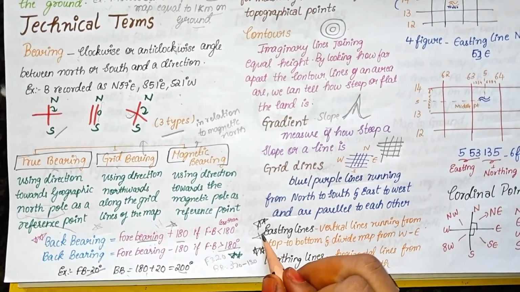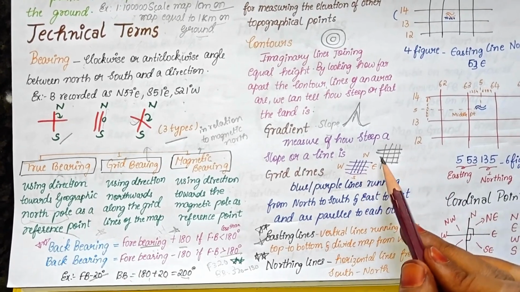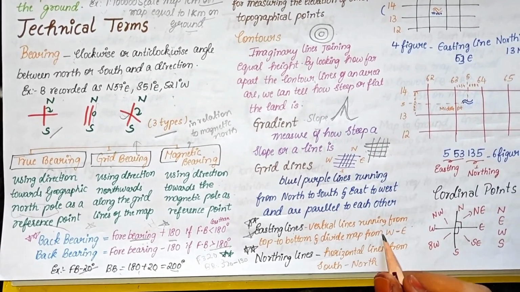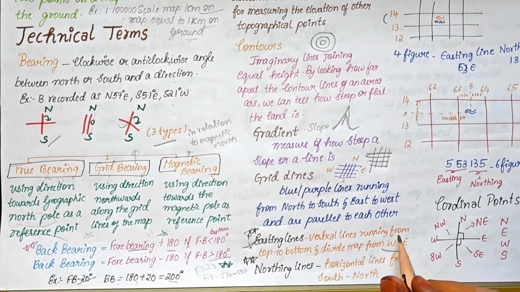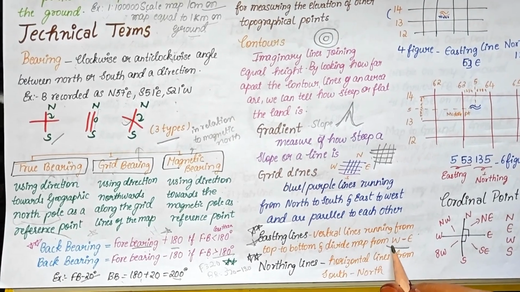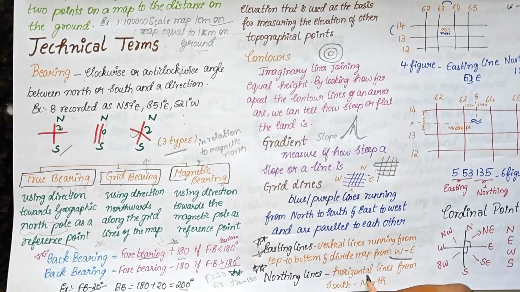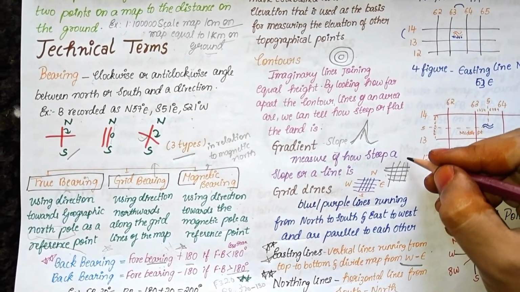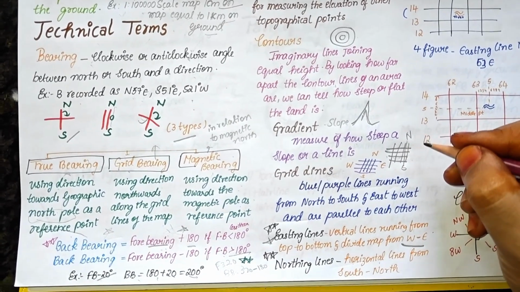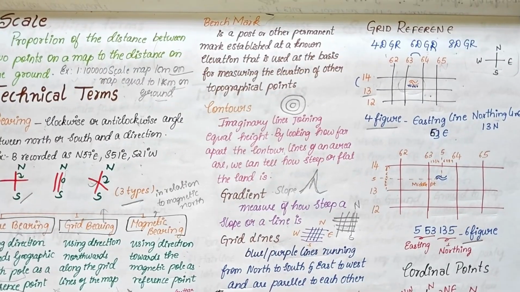Important bit here. What are easting lines? Easting lines are the vertical lines that run from west to east. Most students get confused, thinking easting lines tell east to west. That's wrong. The vertical lines running from west to east are known as easting lines. And what are northing lines? These are the horizontal lines running from south to north.